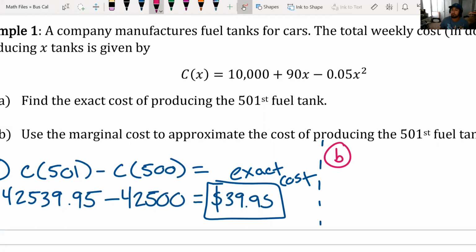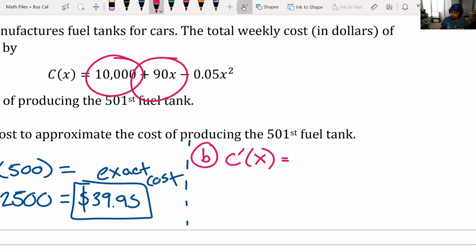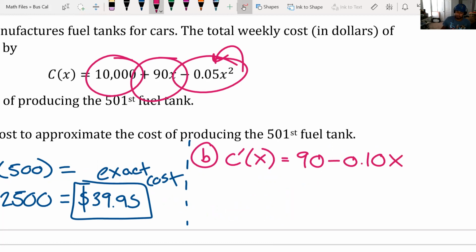So for B, first thing to do is to take the derivative, C prime of x. And the derivative of 10,000 is 0. The derivative of 90x is 90, minus the derivative of 0.05x squared. That 2 comes down. I have 5 cents and I just doubled it. So I get 0.10x as my derivative.